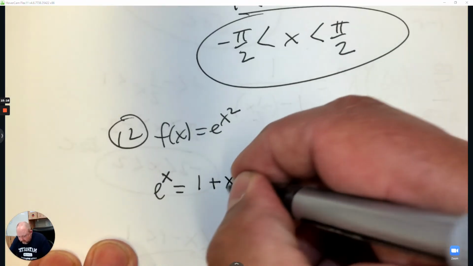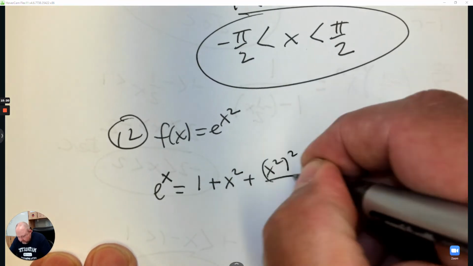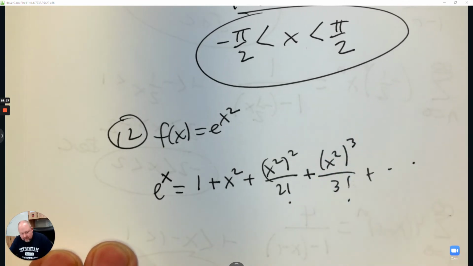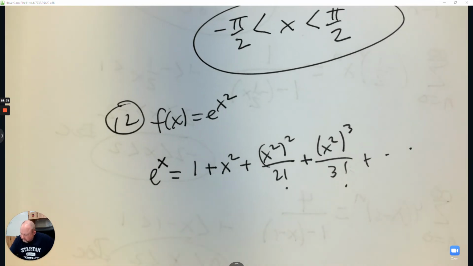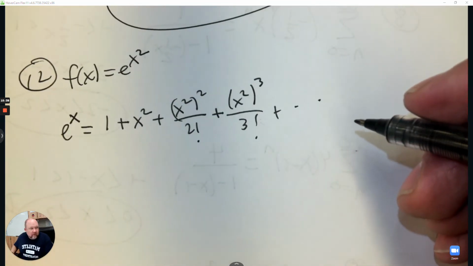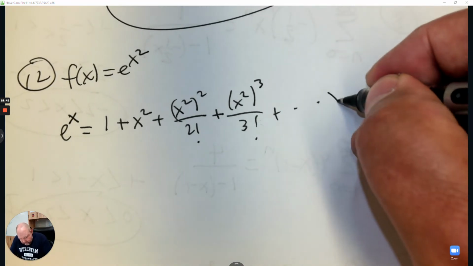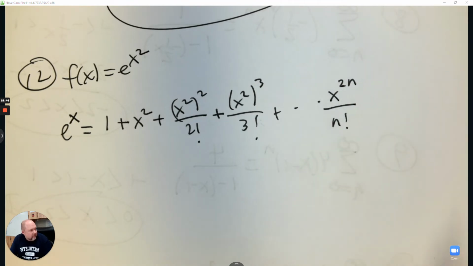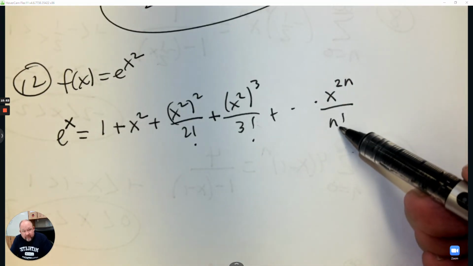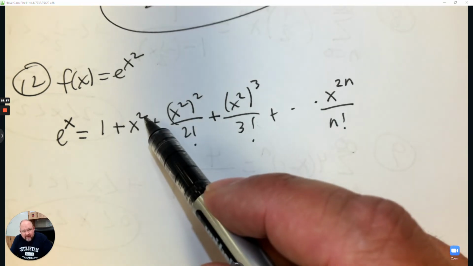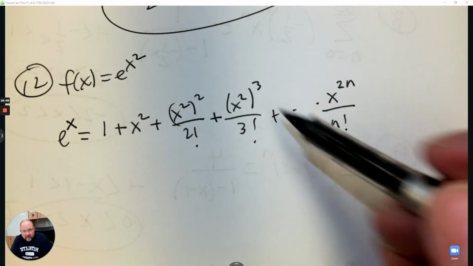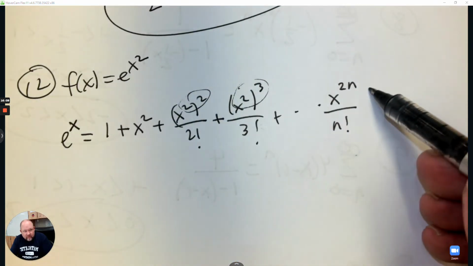1 plus, and then I plug in x squared. I plug in x squared. I plug in x squared. And that pattern continues. What would the general term look like? So if you plug in 0, factorial, by the way, is 1. If you plug in 1, then 2, then 3, you can see that it matches. That's because you take and you multiply these together. That's why it's 2 times n.